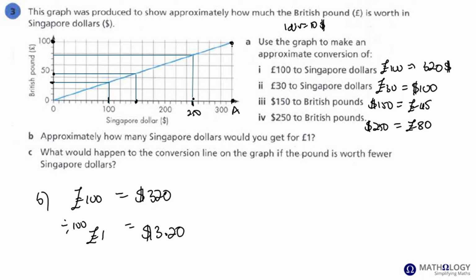If we only needed 250 Singapore dollars to reach 100 pounds, then this line would be much steeper. So what happens to the conversion line? It would be steeper.